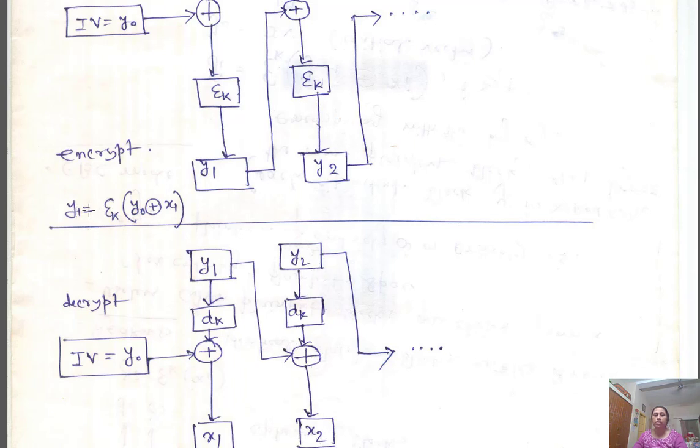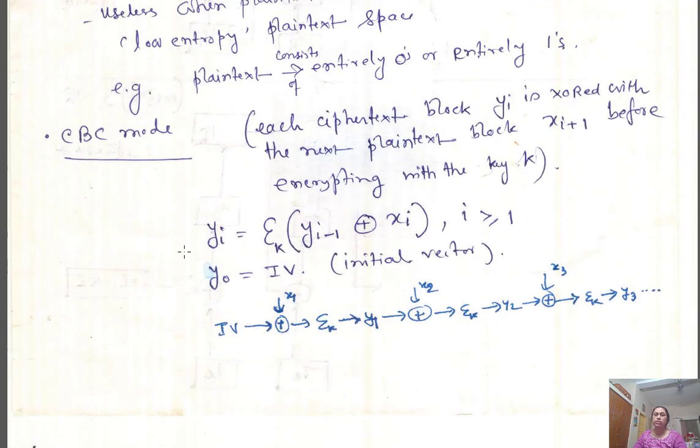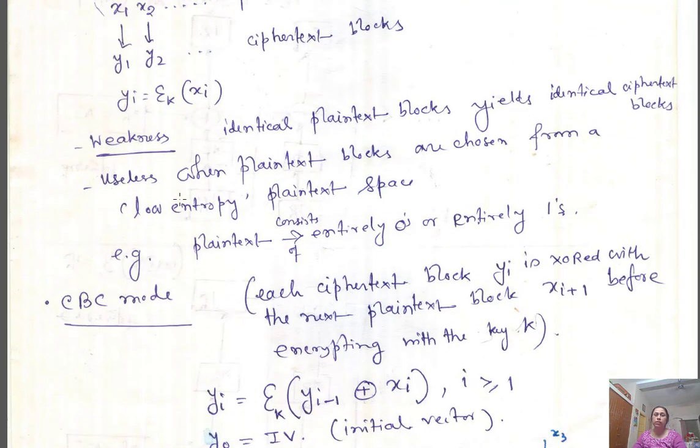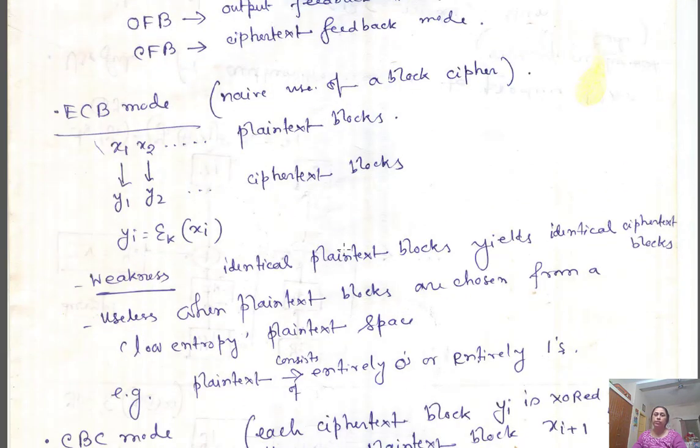So for the second iteration, it is Y2 equal to EK of Y1 XOR X2. So to get X2, you have to first decrypt it. That means decryption of Y2, and then you XOR it with this value Y1. So this way it goes. This is your CBC mode, cipher block chaining mode.